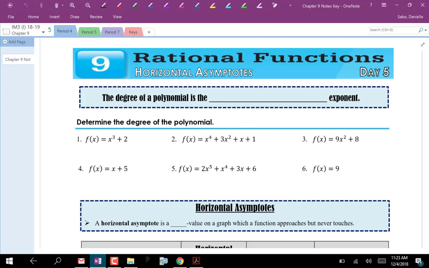Let's talk about what it means to be a degree. We've already done this in the past, but we'll recall some information here. The degree of the polynomial is the largest exponent. We're going to do some examples and figure out what the degree is, because if you can figure out the degree, you can figure out the horizontal asymptotes pretty easily.